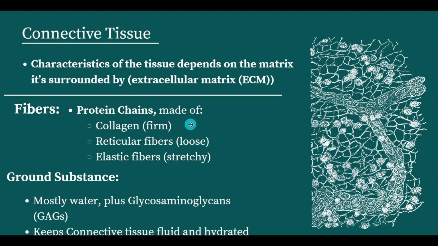So collagen is one of the protein chains that goes into connective tissue, and it's firm. Reticular fibers are loose and elastic fibers are stretchy. So there can be all kinds of different combinations of the collagen, reticular, or elastic protein chains, and that's what's going to determine the density and the characteristics of that tissue. And then the ground substance is like everything other than the protein chains, which is mostly water plus this word right here. We call them GAGs. And they keep the connective tissue fluid and hydrated.